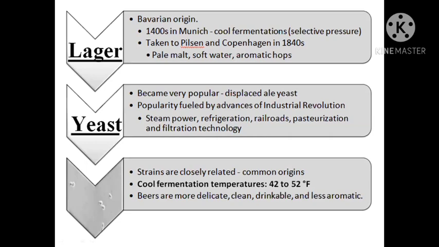That is the way you can store the yeast. The strains are closely related with common origins, with a cool fermentation temperature of 42 to 52 Fahrenheit. Lager beers are the most delicate, clean, drinkable, and less aromatic beers. This is more drinkable as compared to others.